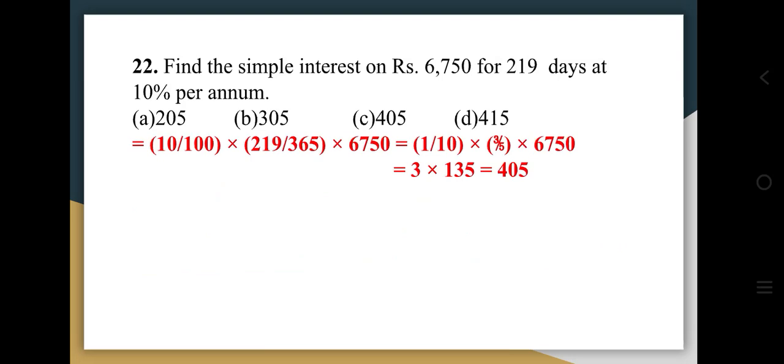So 10 by 100 becomes 1 by 10. 219 by 365 becomes 3 by 5, cancelling the numerator and denominator by 73. So 1 by 10 into 3 by 5 into 6,750. So that is 3 into 135, which is 405. So the answer is choice C.